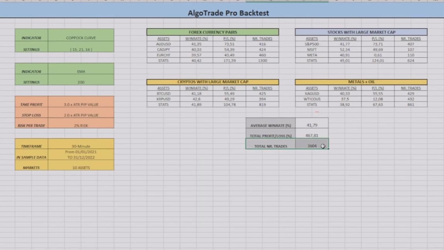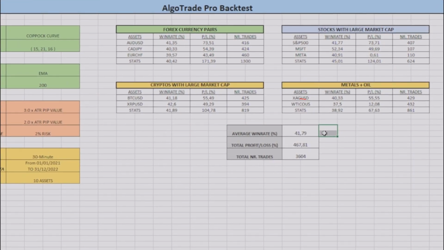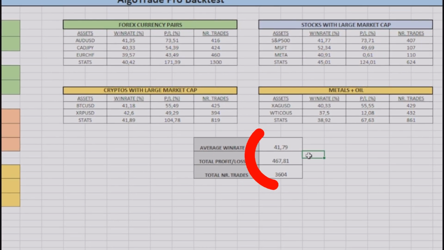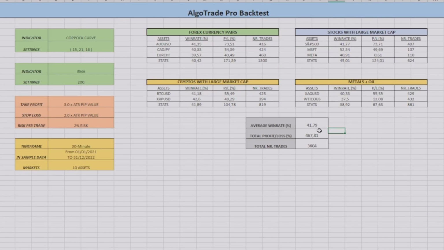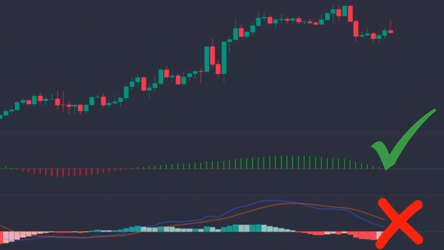After analyzing over 3,604 trades in 10 different assets with my backtesting bot, here we have all the results. Based on these conditions, the overall win rate of this strategy was about 41.79% and it produced a net profit of 467.81%, which is very good and well above the 57% profit that the same strategy produced with the MACD. Regarding the win rate, I was expecting a higher win rate, but nevertheless, it was again higher than the MACD's 39% win rate. So, we proved that the Coppock Curve Indicator is indeed much better than the MACD indicator.